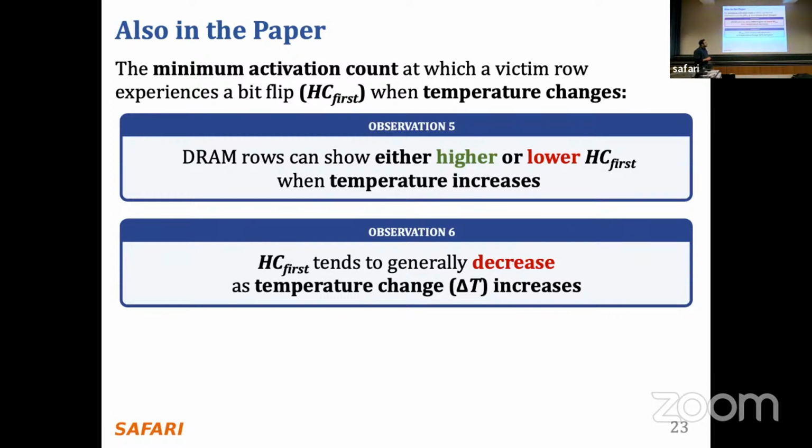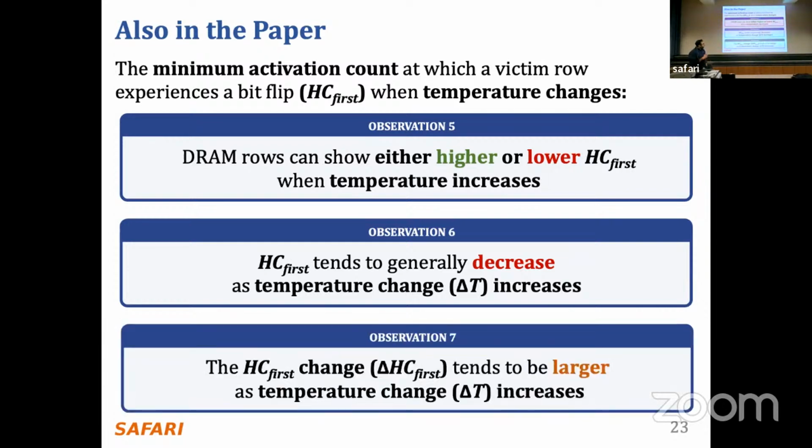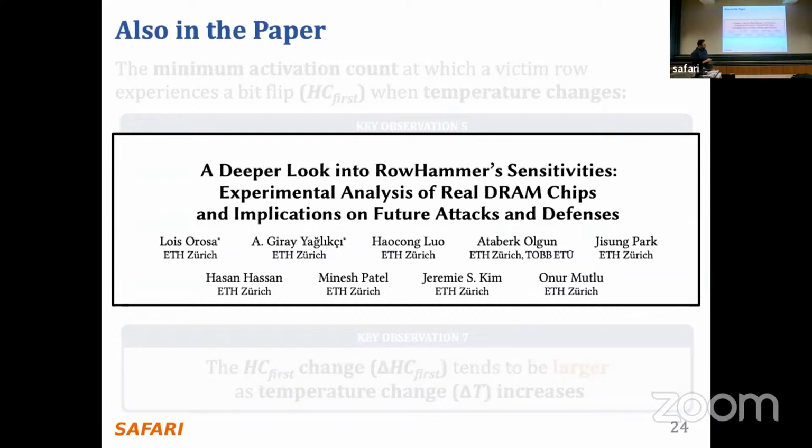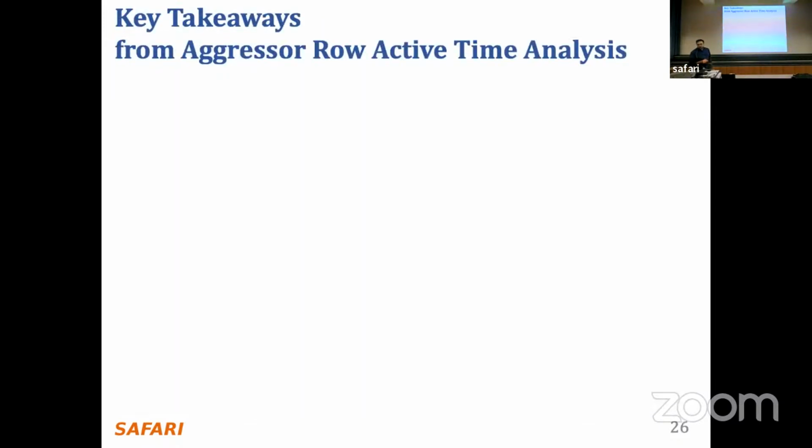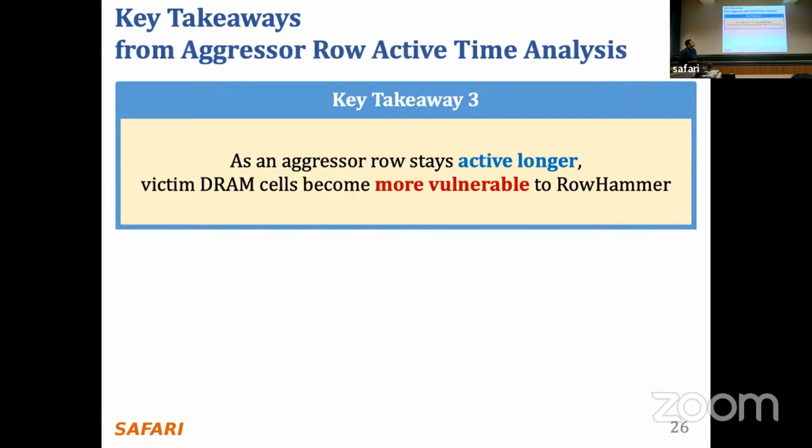And we also look at how much HC first changes based on the temperature change, or delta temperature. And we see that HC first tends to generally decrease when the temperature change increases. And also we look at delta HC first and delta T, and we see that the change in HC first tends to be larger when the change in temperature increases. So I refer you to the full paper for these in-depth analyses. And I'll move on to the second set of experiments, which is based on the aggressor row's active time. Okay, let's first give the key takeaways.